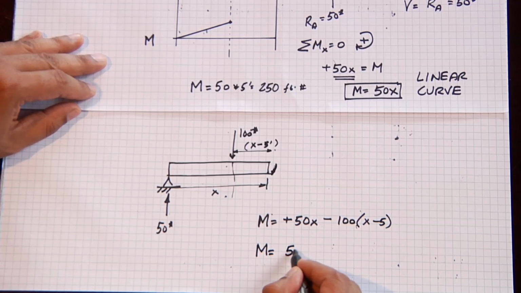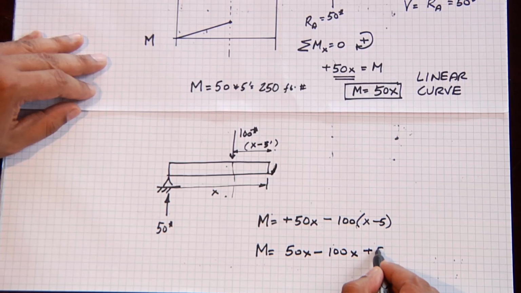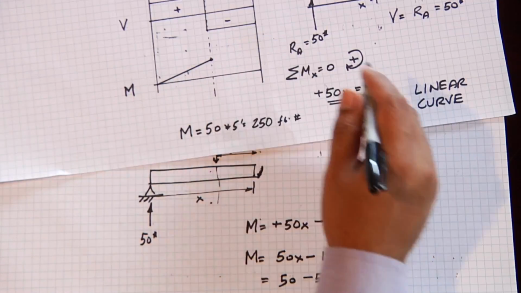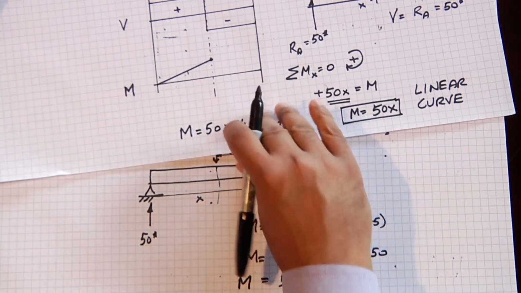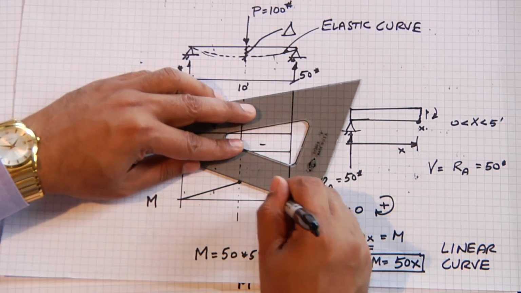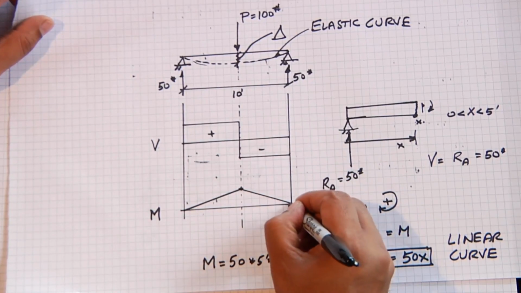And if we simplify that, it's 50x minus 100x plus 500, or 500 minus 50x, which tells us that this is also a linear curve, which is going to go downward. And just like with the shear diagram, we always have to end up at 0.